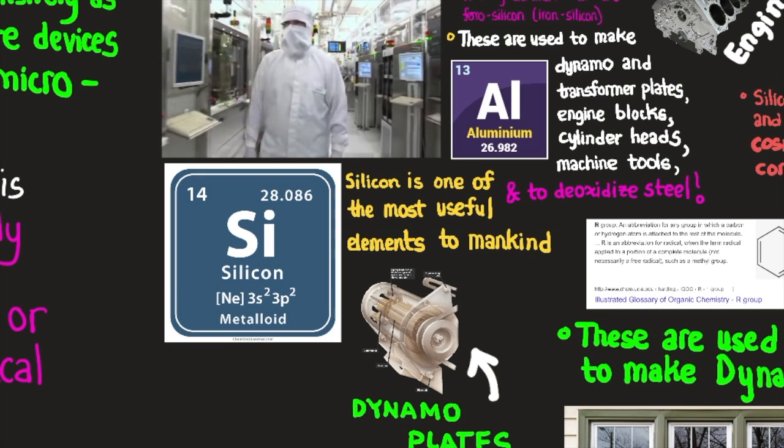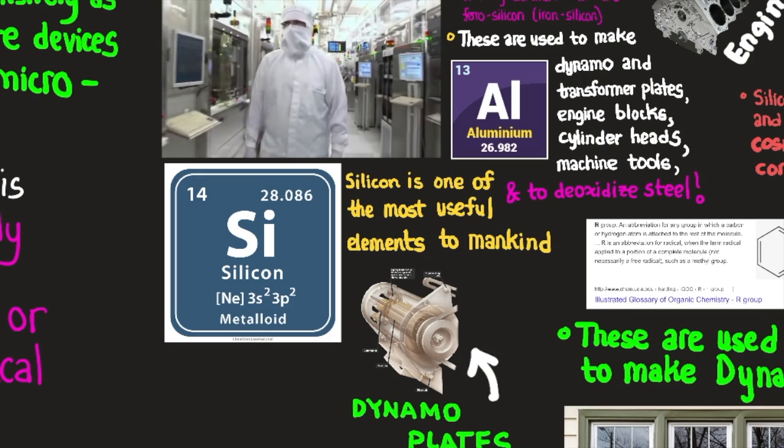So most of the silicon is used to make alloys including aluminum silicon and ferrosilicon, which is iron silicon. These are used to make dynamo and transformer plates, engine blocks, cylinder heads, machine tools, and to deoxidize steel, which is very essential. Steel needs to be deoxidized in order to remain strong and perform its function well.